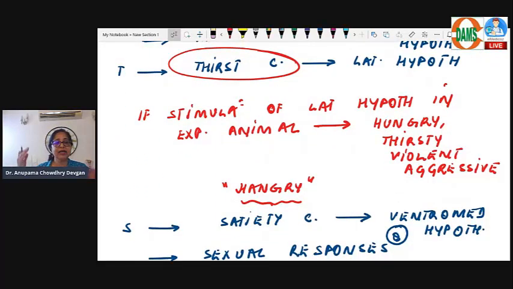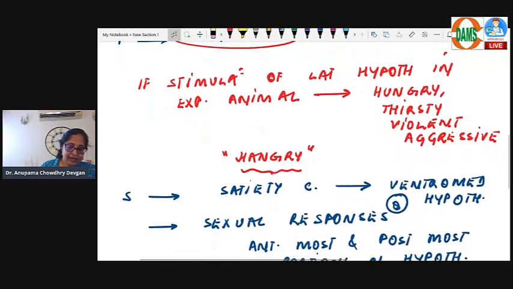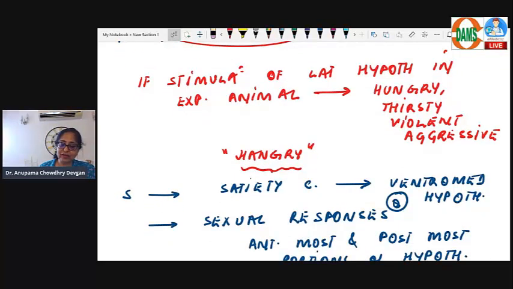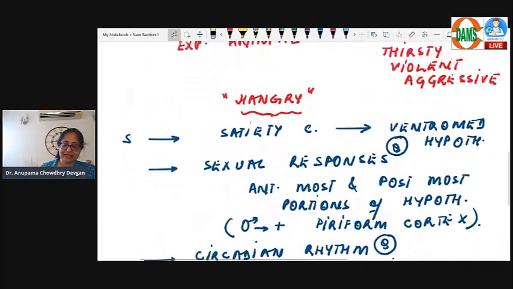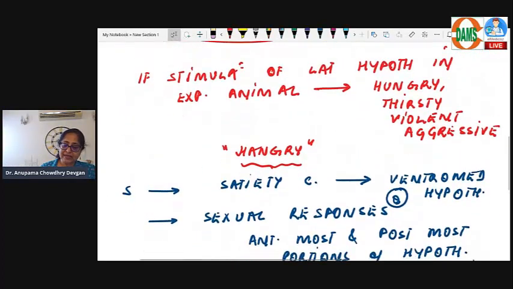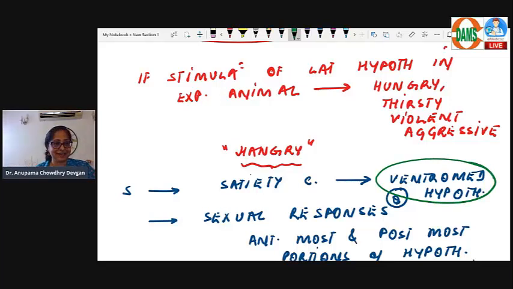Like I told you, lateral hypothalamus has got overlapping functions. Hunger center, thirst center, rage center. If stimulation of the lateral hypothalamus in an experimental animal, hungry, thirsty, violent, aggressive, right? S is the satiety center. Now again, the satiety center is the ventromedial hypothalamus, and ventromedial hypothalamus is also the reward center.